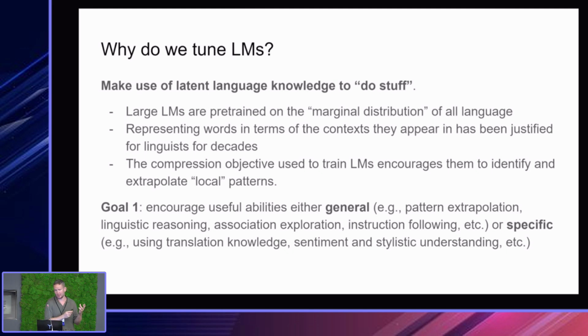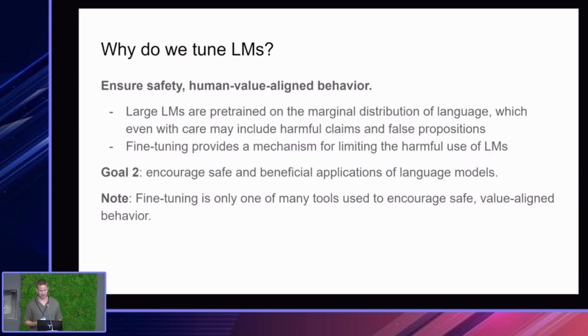But when you just prompt them as I did, without any refinement, you can't really control them. So our first goal with fine-tuning language models is to encourage these useful abilities, either the general ones, like pattern extrapolation, linguistic reasoning, instruction following, or specific ones. Maybe we just want to take this general purpose language model and train it to do English to Serbian translation. That reflects a difference in goals. Are you more a general AI researcher? Are you somebody who's trying to build a particular product? These are both valid and important, and both are things you can achieve with fine-tuning.